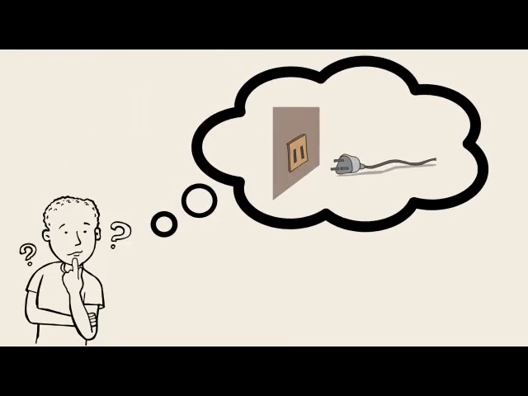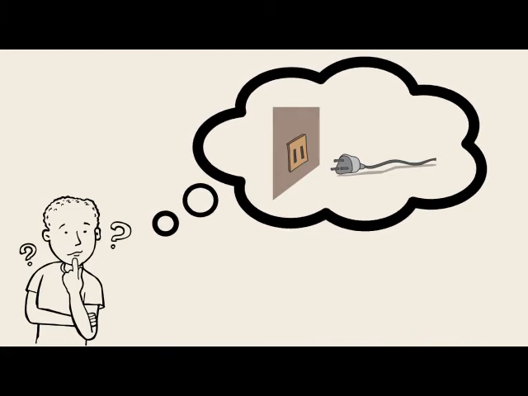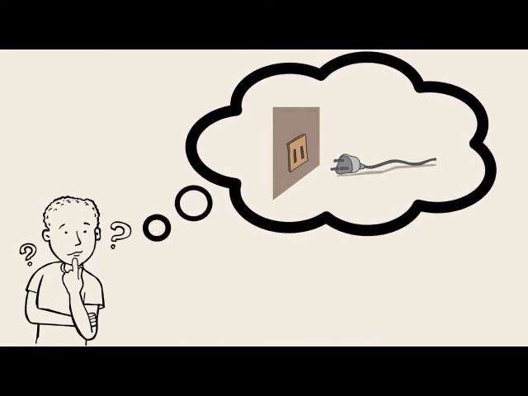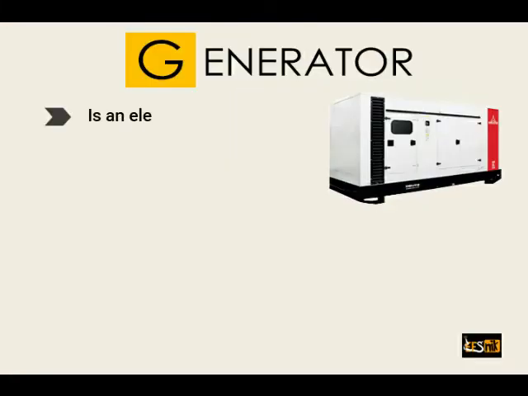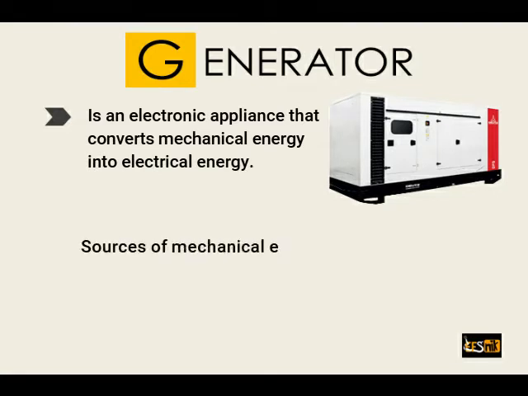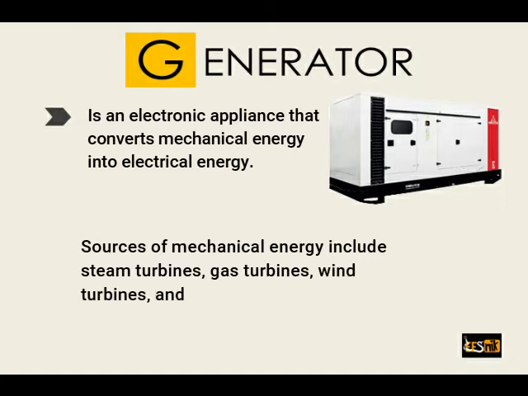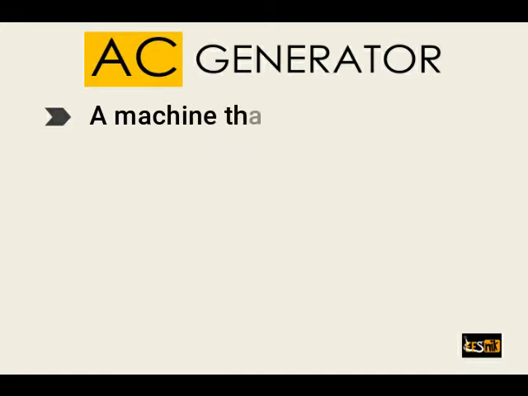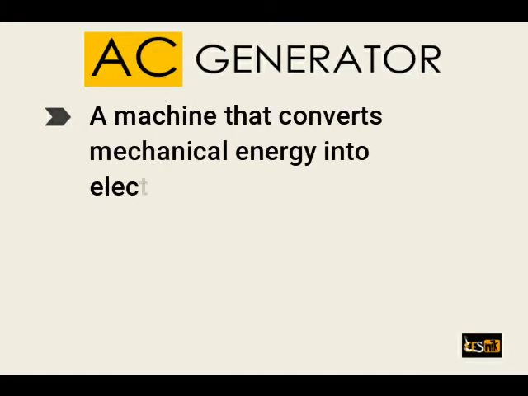You might be wondering where electricity comes from, and yes, it is from the generator. An electric generator is an electronic appliance that converts mechanical energy into electrical energy. The sources of mechanical energy include steam turbines, gas turbines, wind turbines, and even hand cranks. The simplest elementary generator that can be built is an AC generator.